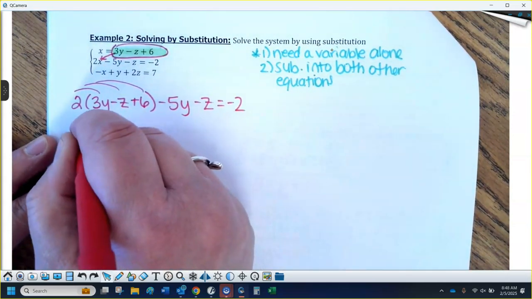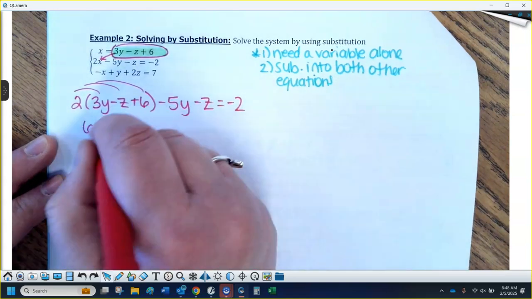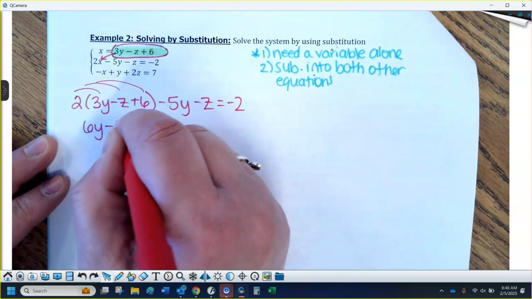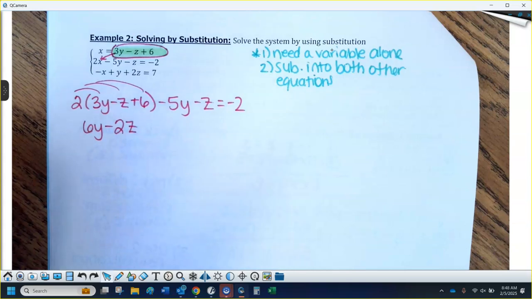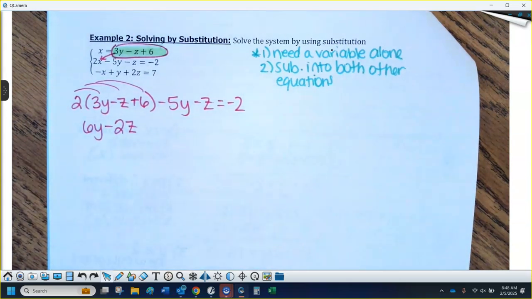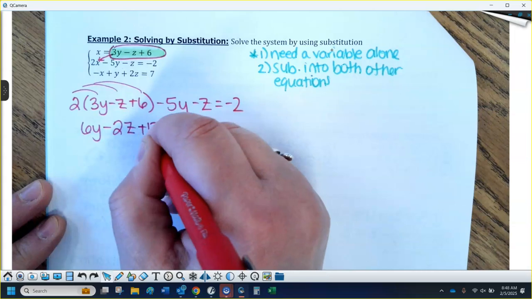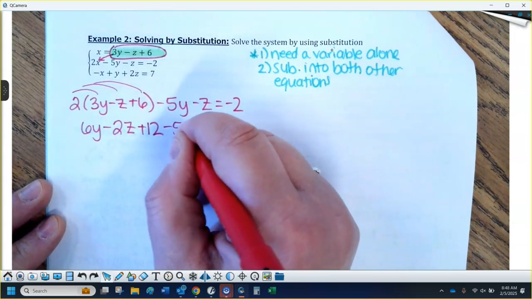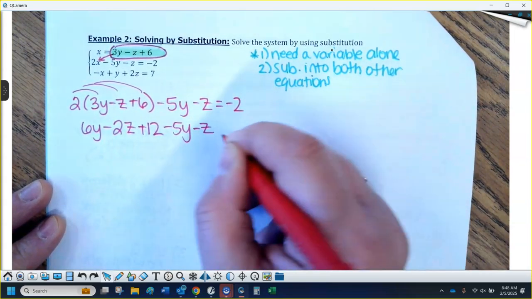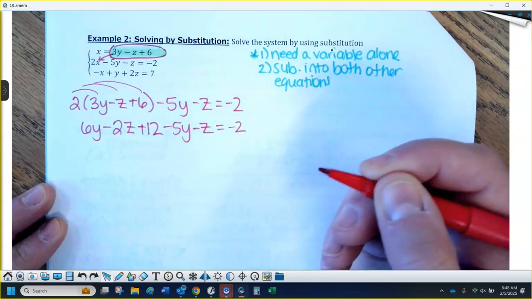So 2 times 3y, we got 6y. 2 times negative z would just be negative 2z. I try not to confuse the z with the 2 because I think it can look like a 2 sometimes, so try to make sure you're recognizing that as a letter. 2 times 6 is 12. And then we had this minus 5y minus z equals negative 2.